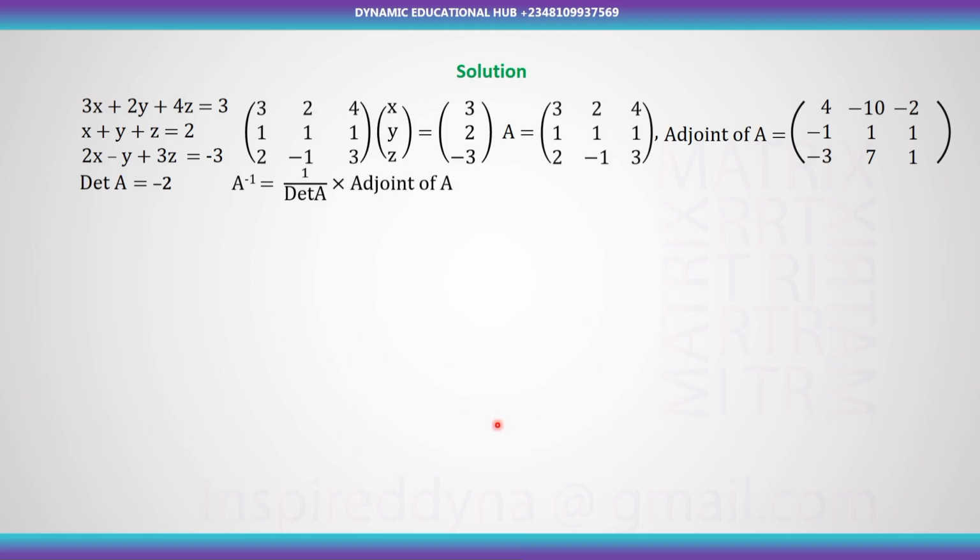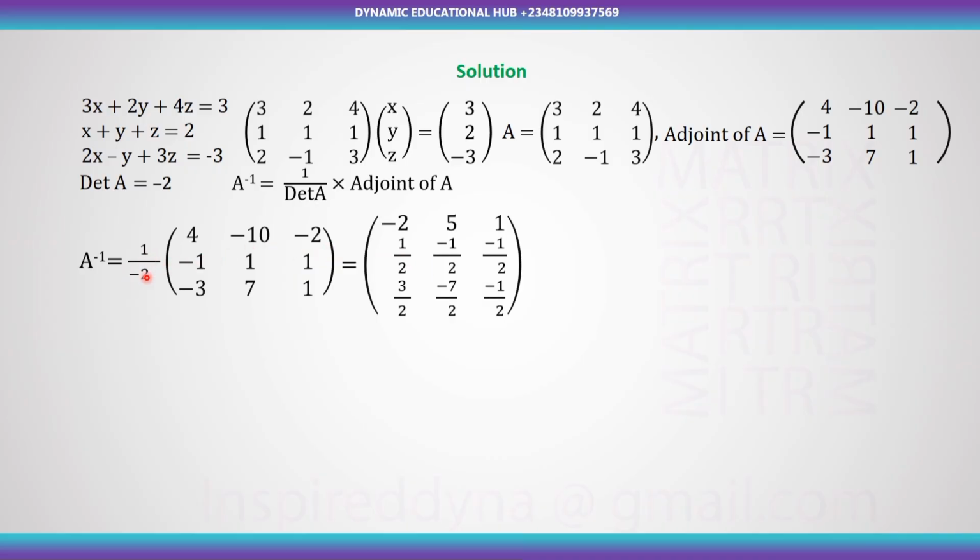Remember that the inverse of a matrix is 1 over the determinant of that matrix multiplied by the adjoint. So the inverse of this is going to be 1 over minus 2, which is the determinant, multiplied by the adjoint, which is here. Multiplying them, we use 1 over minus 2 to expand this. That is scalar multiplication. So 1 over minus 2 multiplied by this, we are going to get minus 2. 1 over minus 2 multiplied by minus 10, we are going to get 5. Minus we cancel, minus 5.